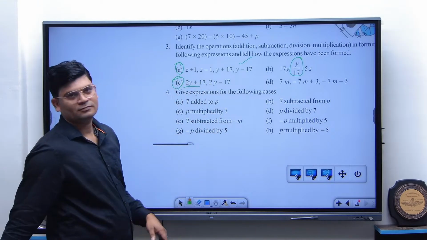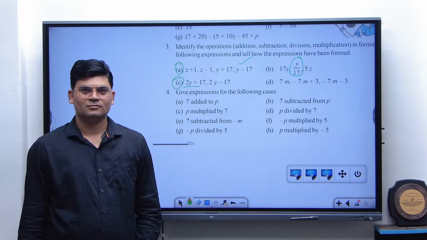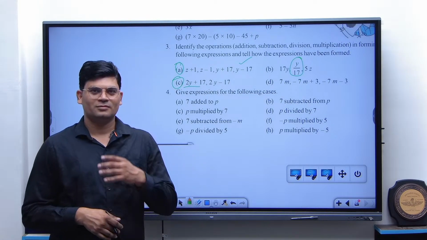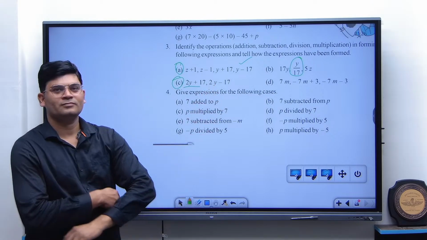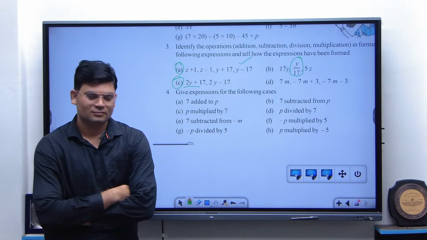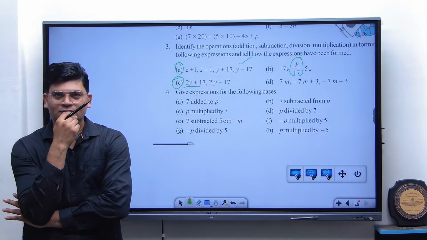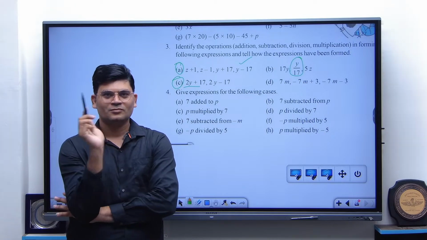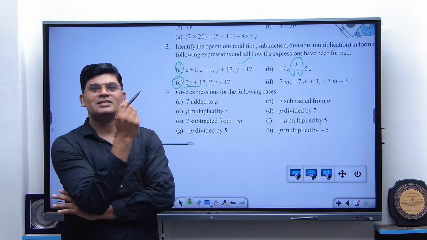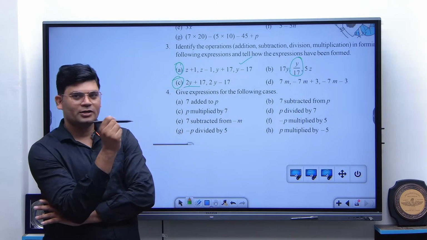Again say this. 17 is added to 2 times a number. No, don't say 2 times a number. Say twice of a number. Yes. 17 is added to twice of a number. The next one is 17 is subtracted from twice. Yes. The other way of saying it? A number is multiplied by 2, and 17 is subtracted from the product. Wonderful.